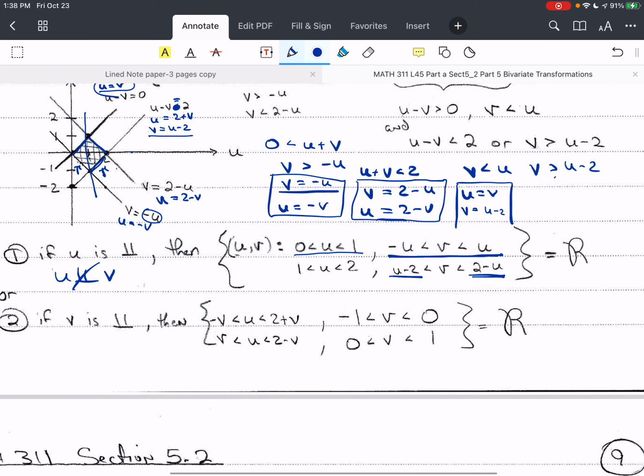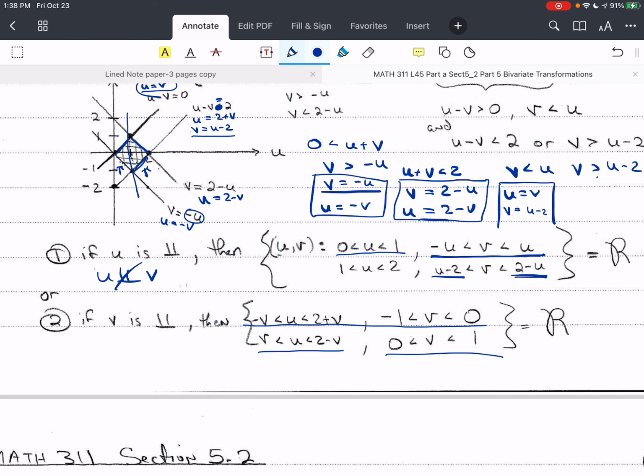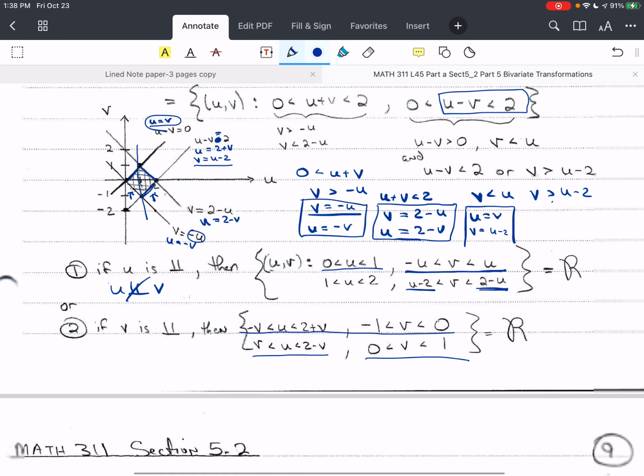And then if we want to write this in terms of integrating in u, then we would get this expression. So u would be between negative v and 2 plus v when v is between negative 1 and 0. And then u will be between v and 2 minus v when v is between 0 and 1. So I'll let you look at the picture and get comfortable with what is happening. This is a very important skill because you will need this on the homework and on the test.